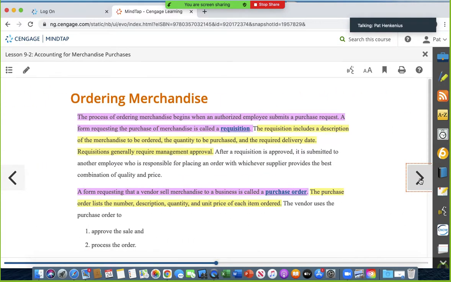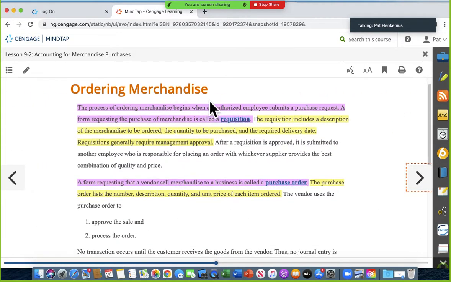Okay. All right, ordering the merchandise. So we kind of understand we're going to purchase merchandise. We got a new account called purchases that we will debit when we purchase the merchandise, which is only things that we're going to sell. You might have to fill out a requisition. We don't really do this. We don't really talk about it after this vocabulary word.